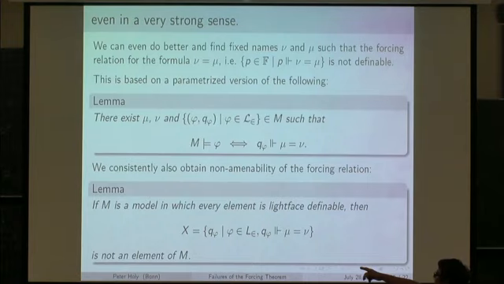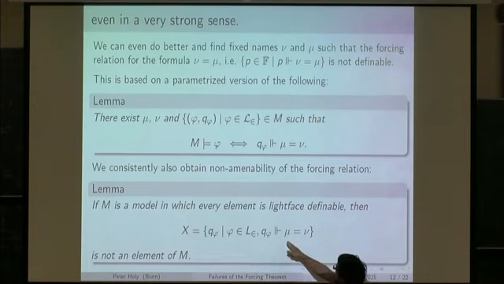Then we have the set X, which is the set of all conditions Q phi, as above, the set of all conditions Q phi that force that mu equals nu is not an element of the ground model. Because if it was, it would be light-face definable, and this would give us a light-face definition of truth, of parameter-free truth over the ground model, which is a contradiction. I see. This still doesn't work.